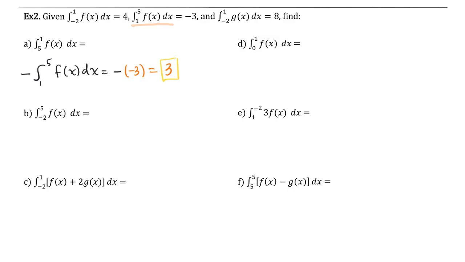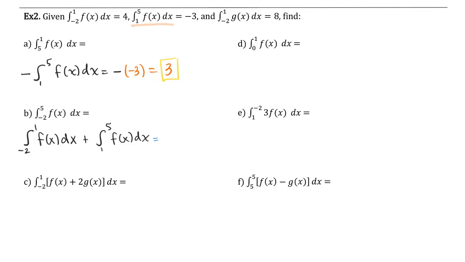Okay, so for b, it's the integral from negative 2 to 5 of f of x dx. What do we have? I have negative 2 to 1. That's not negative 2 to 5. I have 1 to 5 of f of x dx, and this is g of x. I don't have from negative 2 to 5, but I do have negative 2 to 1, and I have from 1 to 5. So if I go from negative 2 to 1 and then from 1 to 5, I should be able to get from negative 2 to 5. So this is the same as if I went from negative 2 to 1, added up the area, and then went from 1 to 5. That should be the area from negative 2 to 5.